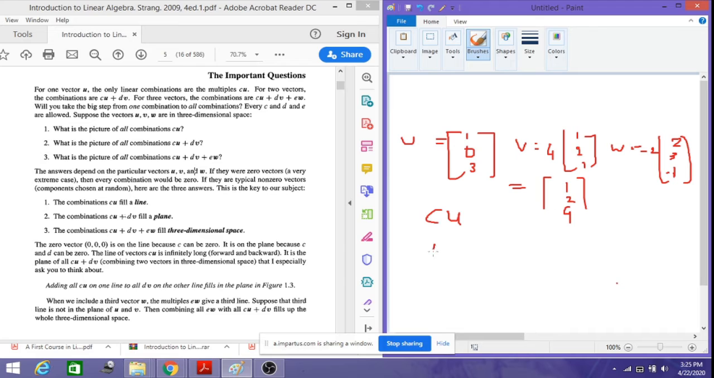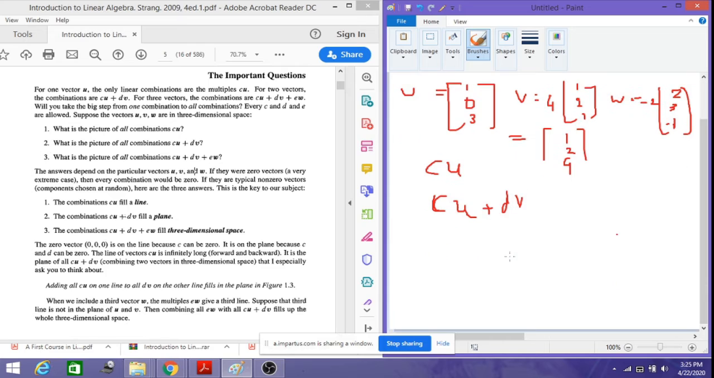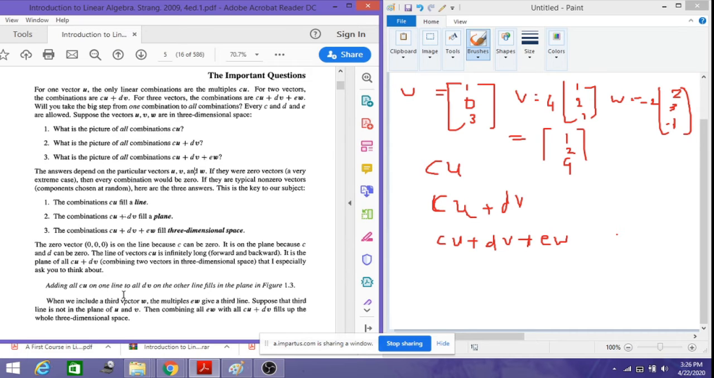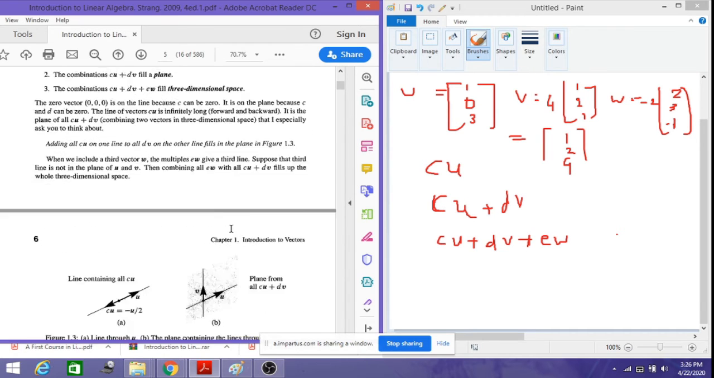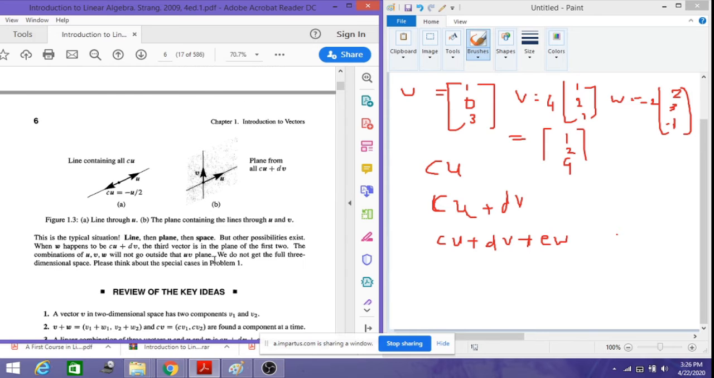Now if you take CU plus DV, it means we have two vectors and we're adding. It means it's in two dimensions, so it will fill a plane. And if we have CU plus DV plus EW, then we have three vectors, so it will fill the three-dimensional space. So on the plane, we can see it like this.